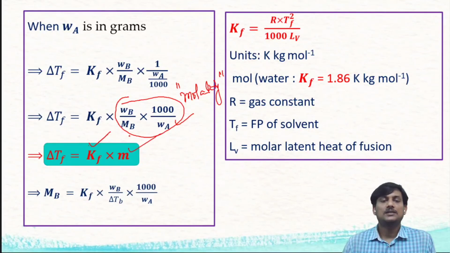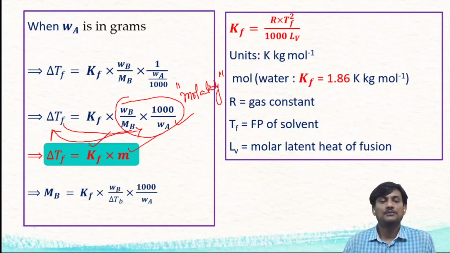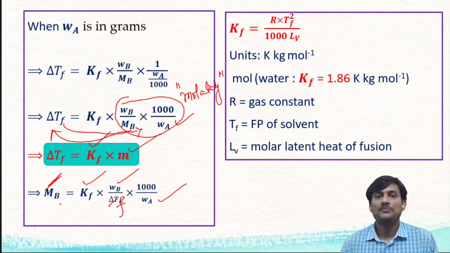And you can calculate the molecular weight of the solute by using this equation. Suppose when you bring this term to this side and delta Tf to this side, then the equation will be MB is equal to Kf into WB by delta Tf into 1000 by WA. So from this equation you can calculate molecular weight of the solute. When you substitute Kf, WB, delta Tf and WA, you can easily get the MB value.